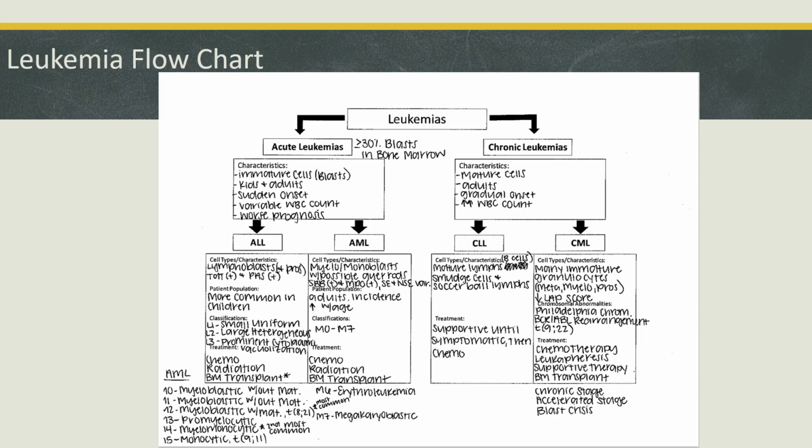Okay, let's take a look at our leukemia flow chart. So first thing we're going to do is break our leukemia into 2 categories. We are going to have our acute leukemias and our chronic leukemias.